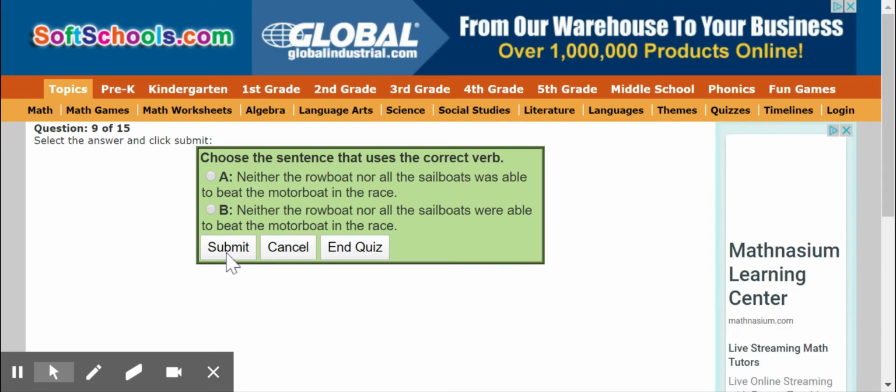9. Okay, another neither nor. So you should be getting good at this now. So we have neither the rowboat nor all the sailboats was able or were able. Well, in this case, the subject closest to the verb is sailboats. Sailboats is plural. Therefore, we must pick a plural verb. In this case, sailboats were able. So we are going to select B.